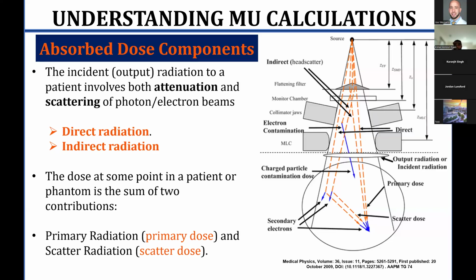And so keep in mind that, to move forward, this concept will repeat itself over and over as we go over this presentation. The dose at any point in a patient or phantom is a result of two contributions: primary radiation and scatter radiation. The scatter dose becomes more significant as the volume of the irradiated tissue increases. This relationship implies that field size and depth are key factors in determining the extent of the scatter contribution. It is important to understand these components because they directly influence the accuracy of our dose calculation and the overall effectiveness of our treatment.